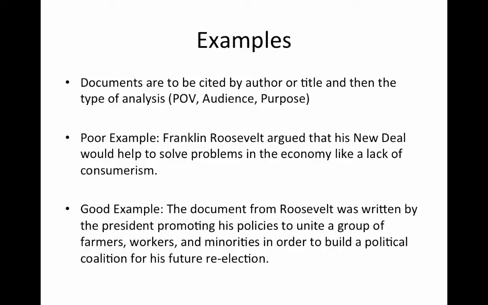Examples. So documents have to be cited by author or title, and then the type of analysis: point of view, audience, or purpose. So here would be a bad example of doing that. Franklin Roosevelt argued that his New Deal would help to solve problems in the economy like a lack of consumerism. Now notice what I've done here. Franklin Roosevelt is, in this particular case, I'm actually giving point of view. Okay, so I start off with Franklin Roosevelt. I've said nothing about who Franklin Roosevelt is or why his attribution or social status matters. I just say Franklin Roosevelt argued that his New Deal, and then I go in and I paraphrase what he said. This is why you wouldn't get any points for this particular document. All you've done is stated the author's name and then paraphrase what he said. This is a bad example of what we want to do.